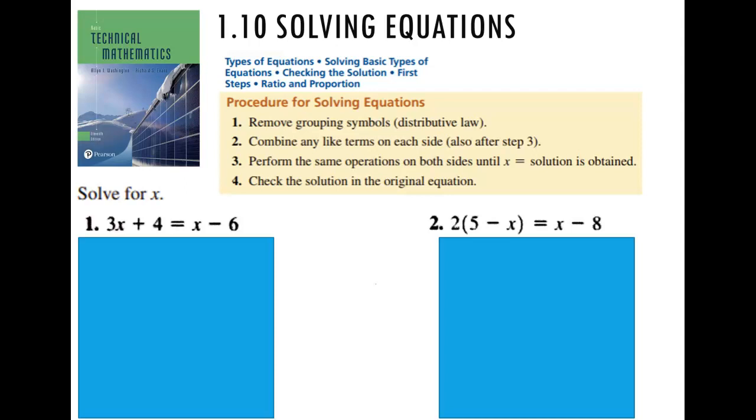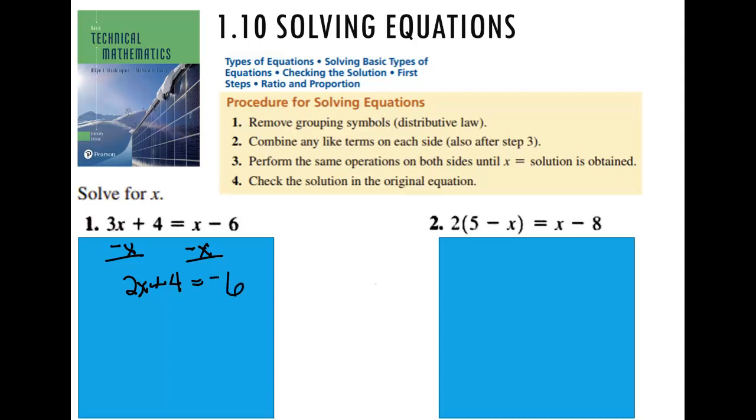So I'm going to subtract x from both sides of the equation. Subtract x here and subtract x here. So 3x minus x is 2x. I'm going to bring down my plus 4. And that equals, this x minus x is 0. I'm not going to write that down, but minus 6 leaves us with negative 6.